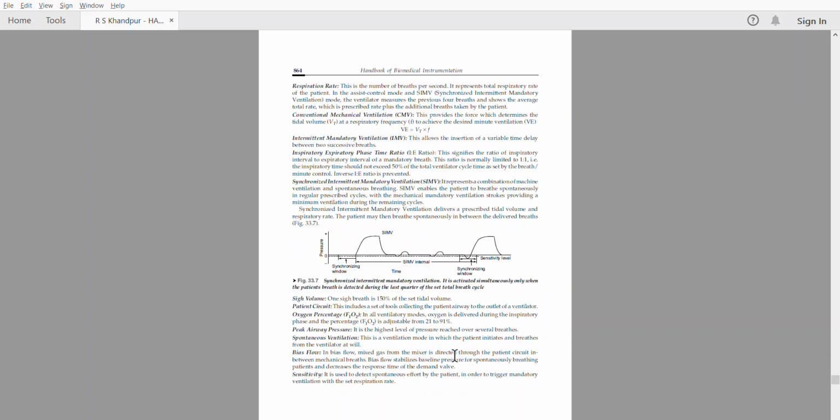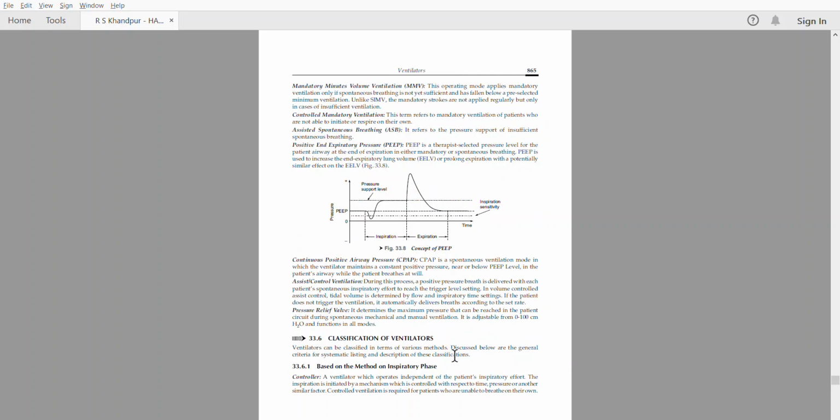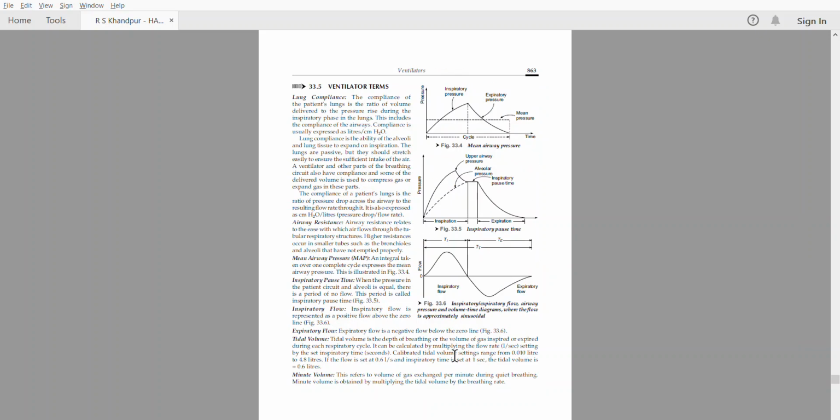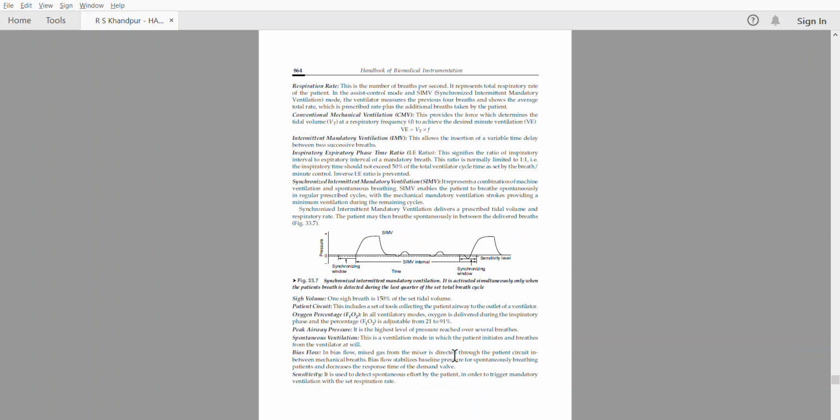There are also other parameters given in your book. Respiratory rate, the number of breaths per minute, is another important one. These are the important parameters that we saw. Other things are also important, but for the sake of this class, I am restricting myself to respiratory rate.